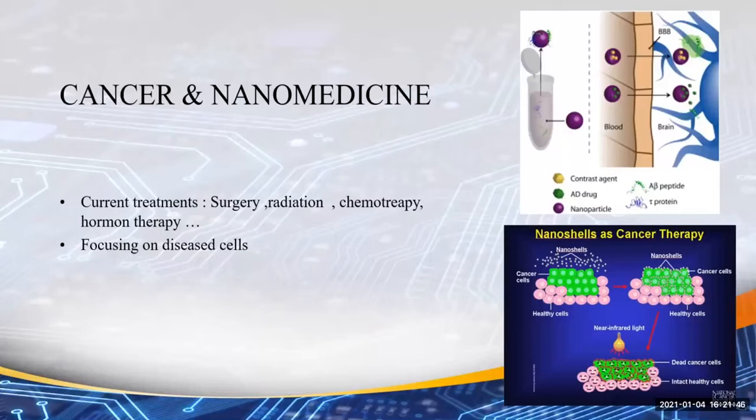Cancer is a really bad illness, and we have some current treatments for cancer: surgery, radiation, chemotherapy, and hormone therapy. But these treatments don't just kill the disease cells, they also kill the healthy cells. With nanomedicine, we are trying to focus just on the disease cells. The nanoparticles attach to the damaged proteins from the brain, or whatever the cancer type is, and then they heal it. They detect it, and then we actually reach the treatment.